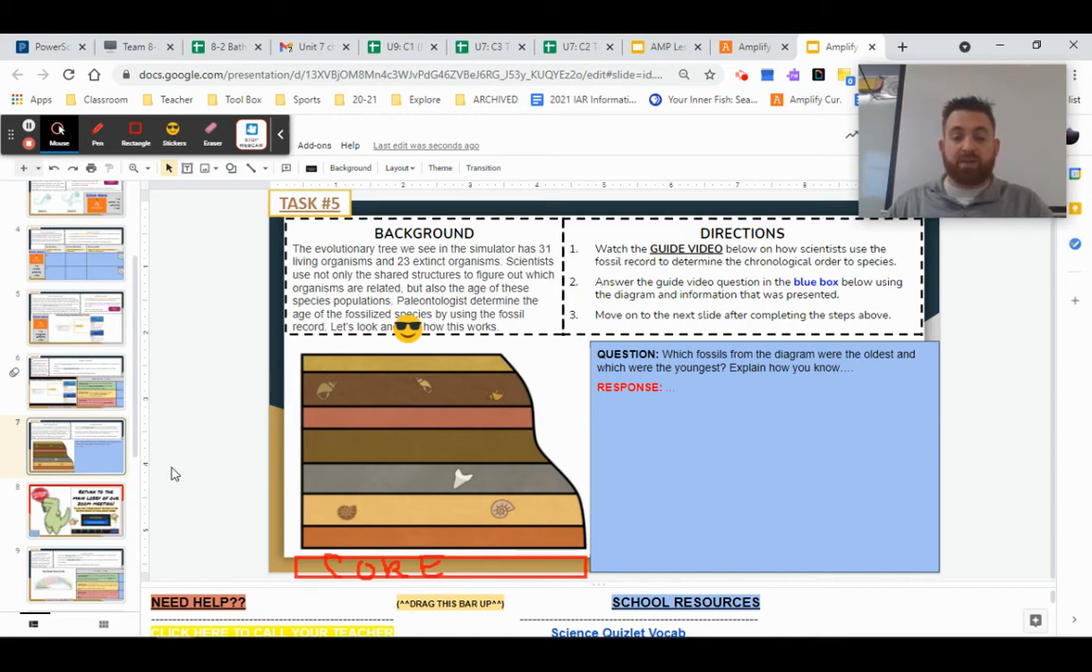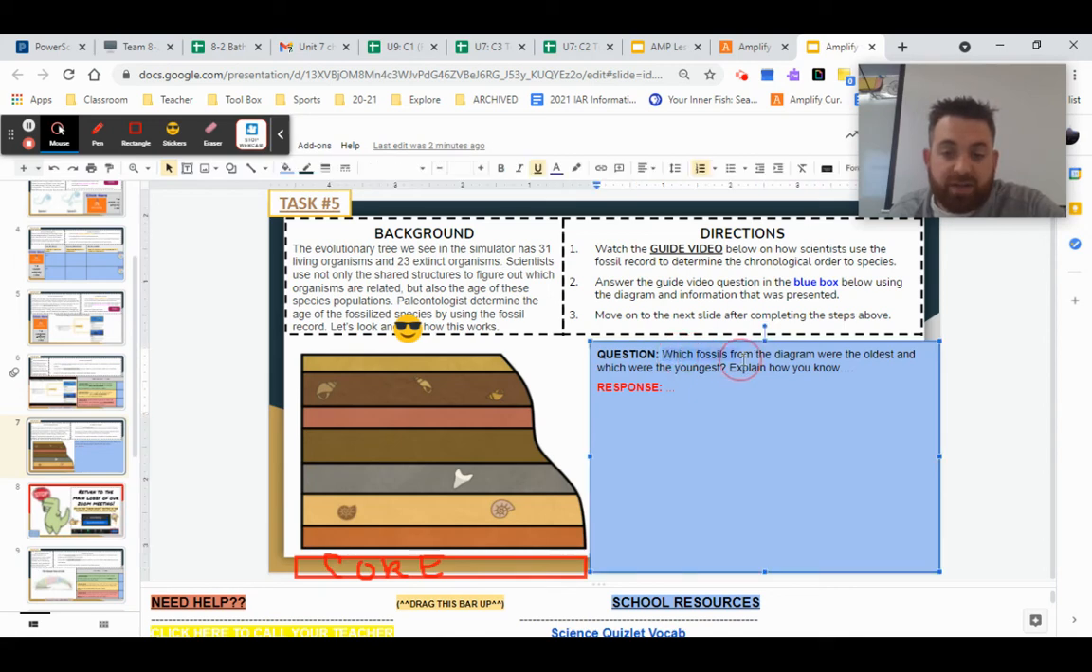And when we look at the diagram here, we're able to notice a few things. Number one, we have very unique organisms happening within different layers of our fossil record. And number two, we can also figure out which organisms are oldest and which organisms are youngest based on where they are in the sediment. So thinking about the very top of our fossil record here being where we would be, and the very bottom being where the core of the Earth is, the question we're looking to answer is which fossils in the diagram are the oldest and which ones are the youngest, and how do you know?